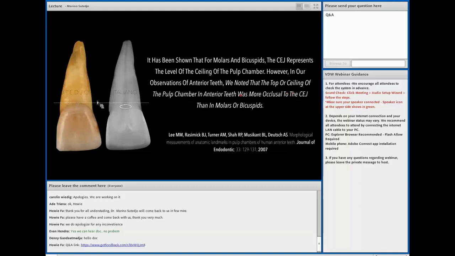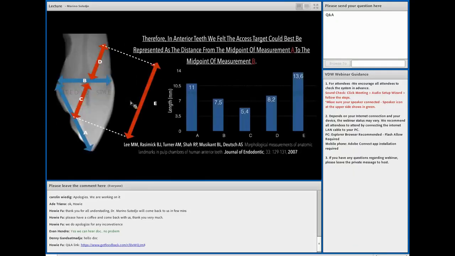And usually in the anterior, we know that the top of the ceiling of the pulp chamber is actually more occlusal to the cemento-enamel junction. If you can see, this is the line of the cemento-enamel junction. The roof is not here like in the posterior. The roof is a little bit more occlusal to this line, and this is the roof. So we need to understand the differences between the anterior and the posterior.